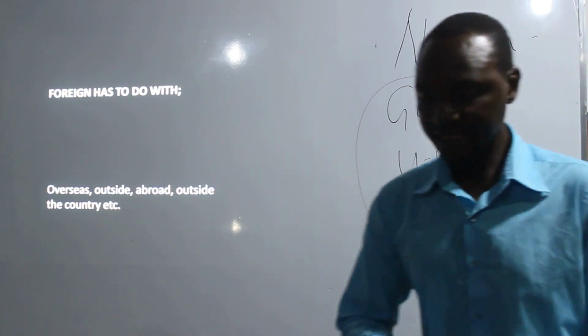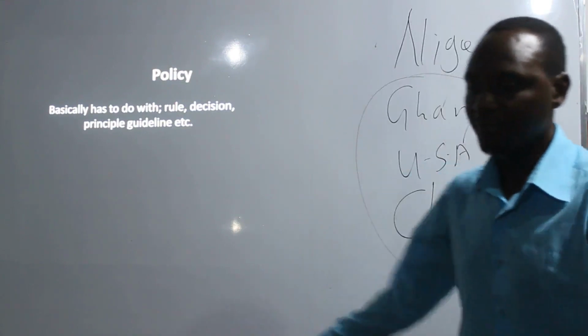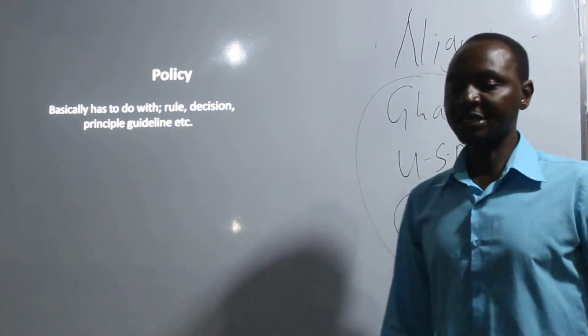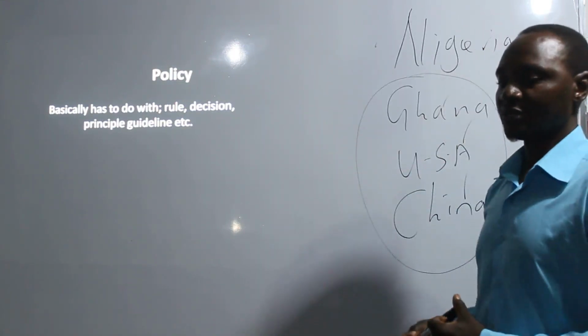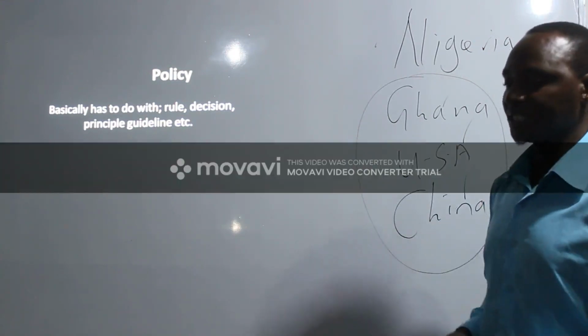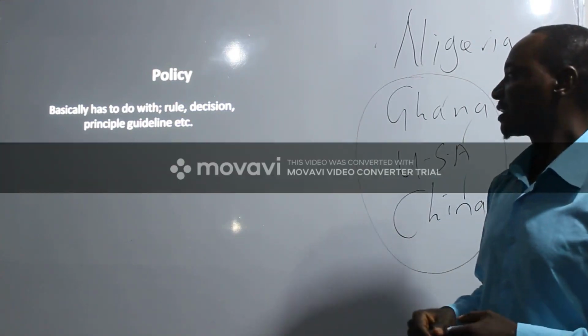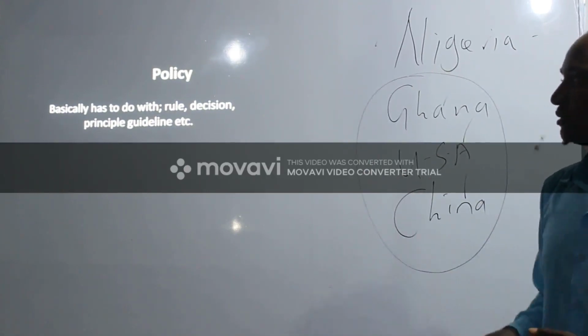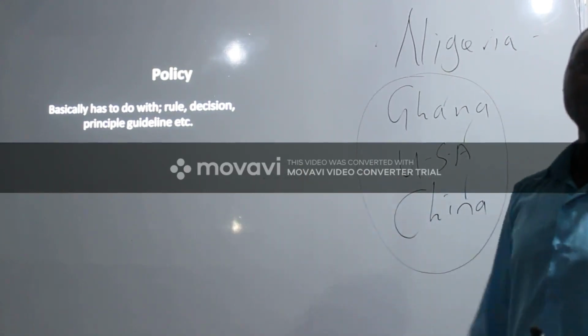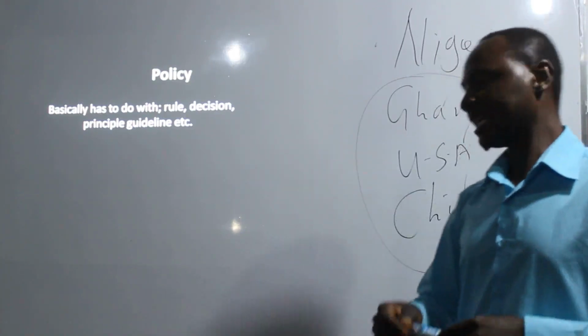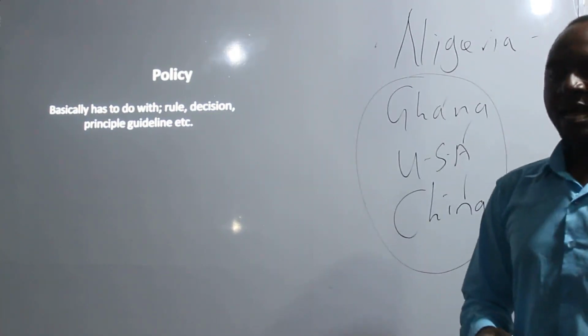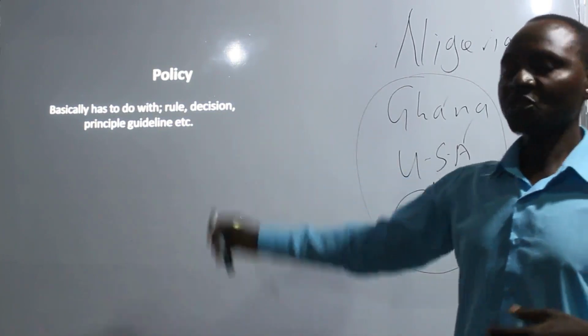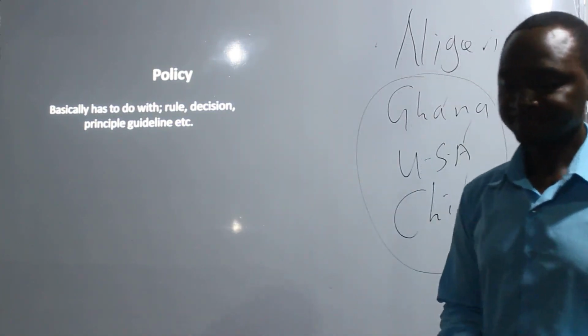Let's move to the next key term, policy. Now, policy basically has to do with rule, decision, principle, guideline, etc. Now, a policy could be seen as a rule. It could also be seen as a decision. And we can also see policy as a guideline.